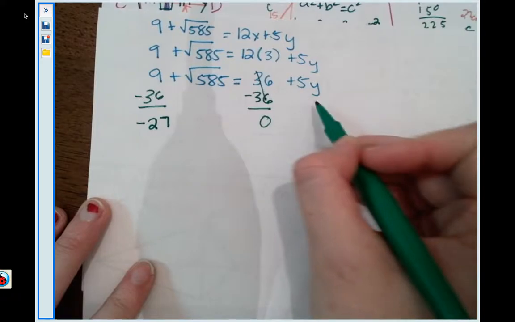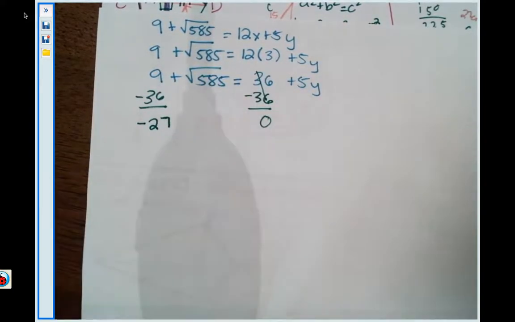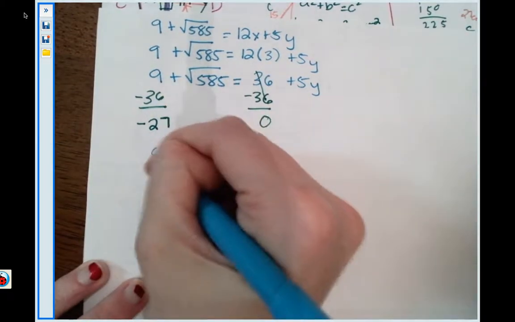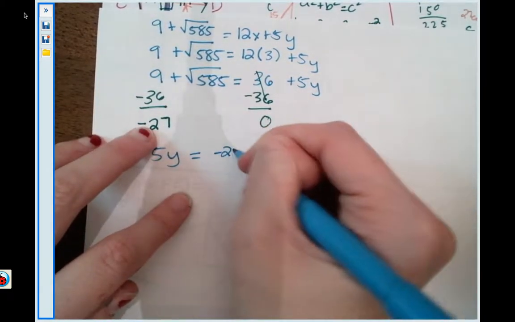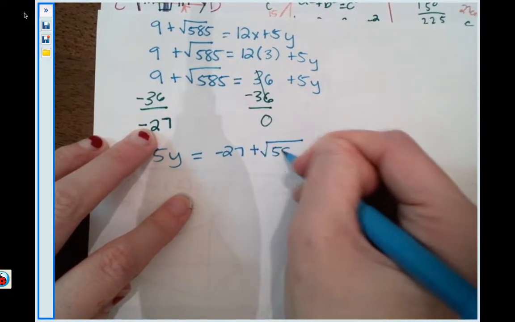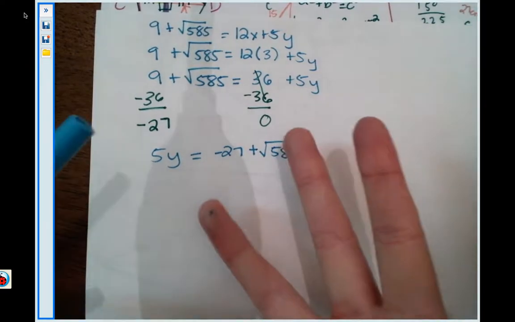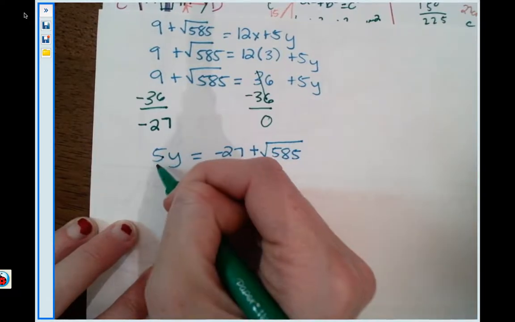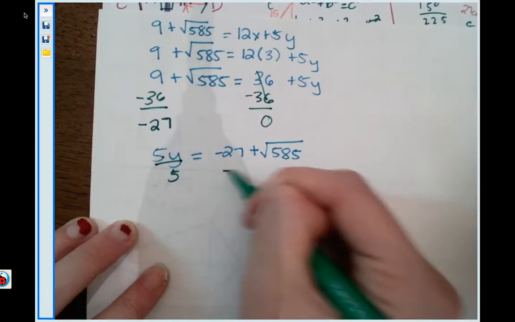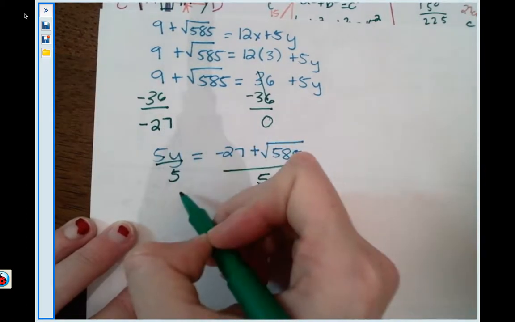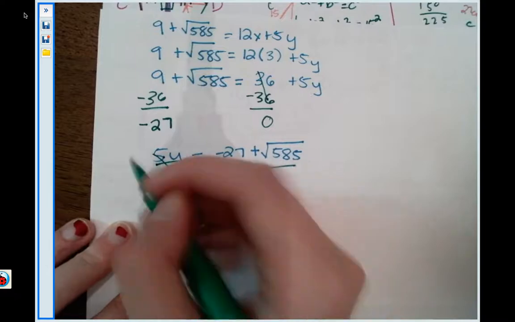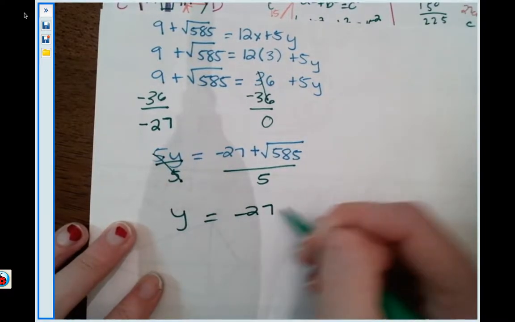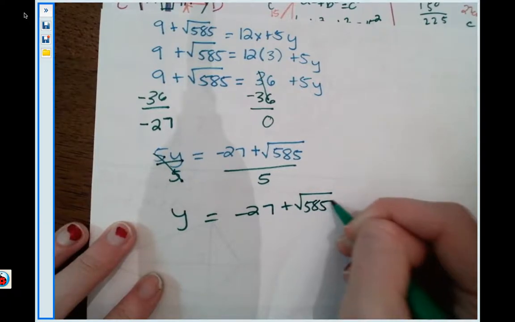So we're left with, I'm going to start with my 5y, because you know me, I like my variable first. So it's going to be 5y equals negative 27 plus the square root of 585. Alright, and we just got to get this y by itself, and then guess what, you guys? It's done. How do we move this 5 to the other side? Well, it's secretly multiplying the y, so the opposite of multiplying is dividing. You guys are so smart. My 5 divided by 5 cancels out and turns to 1. So we're left with y equals negative 27 plus the square root of 585, all over 5.